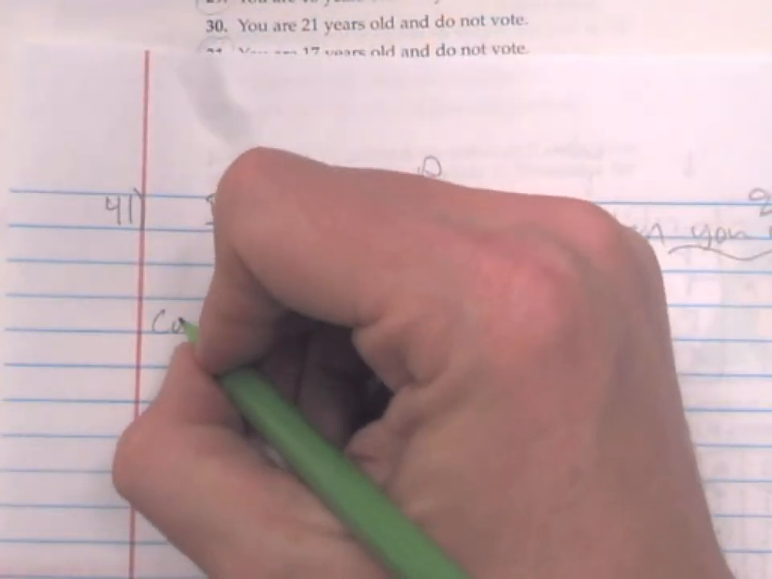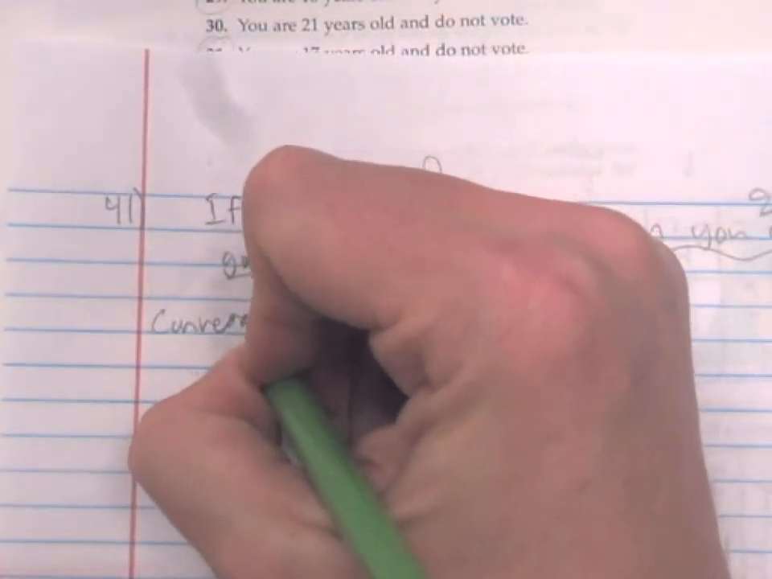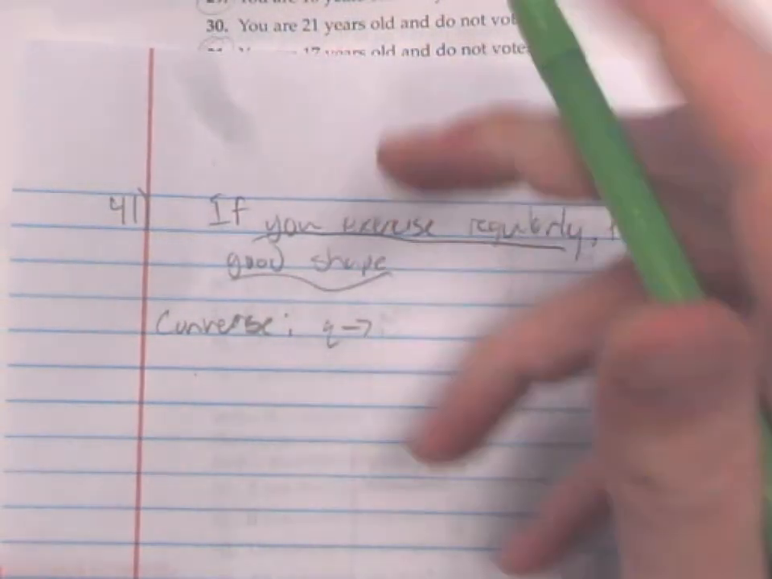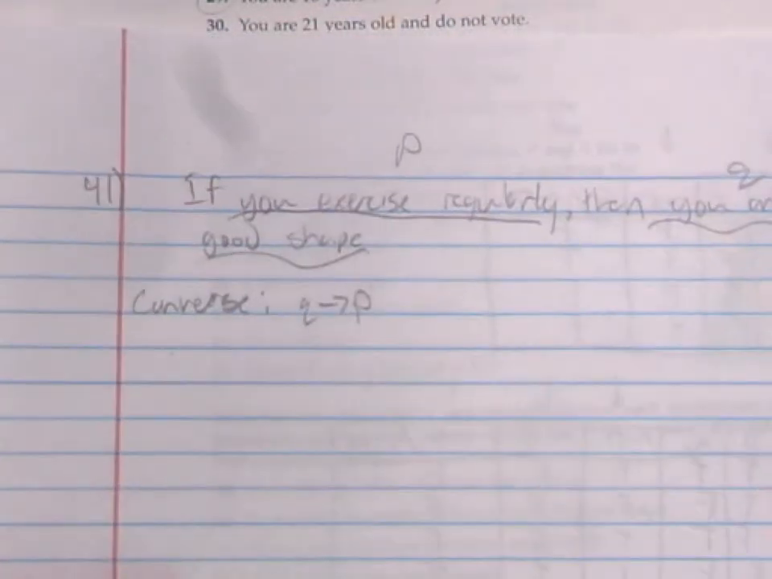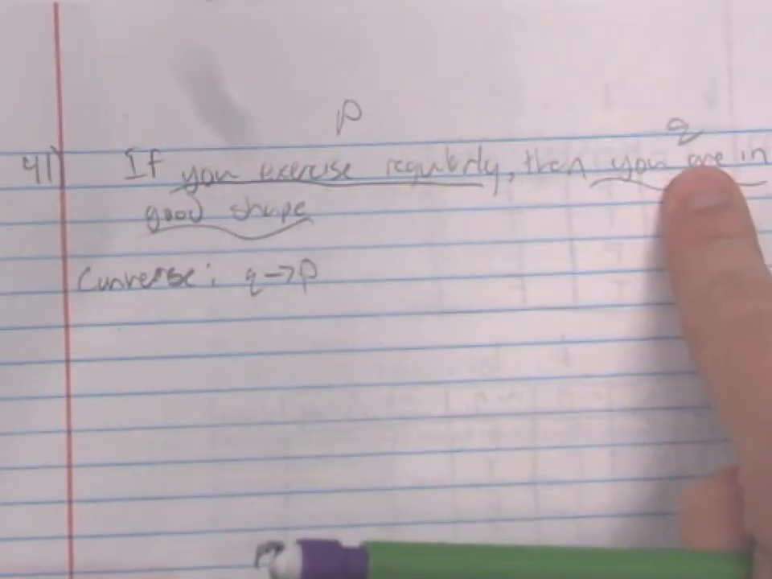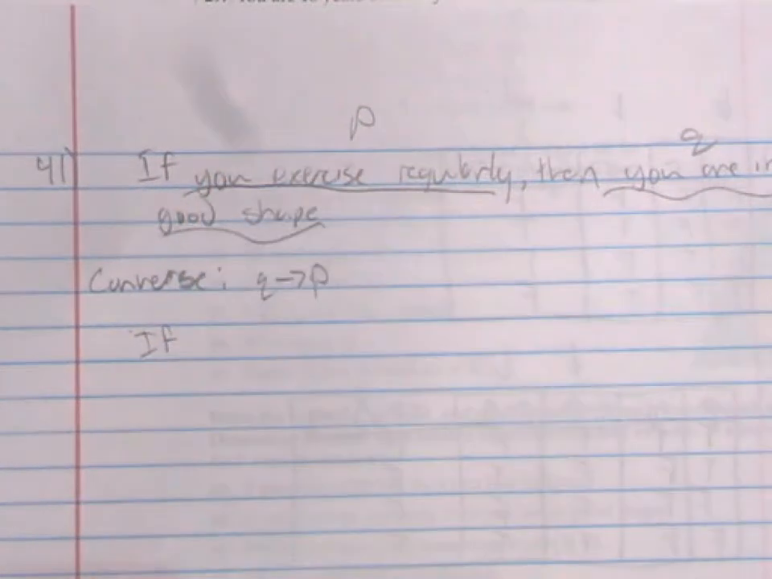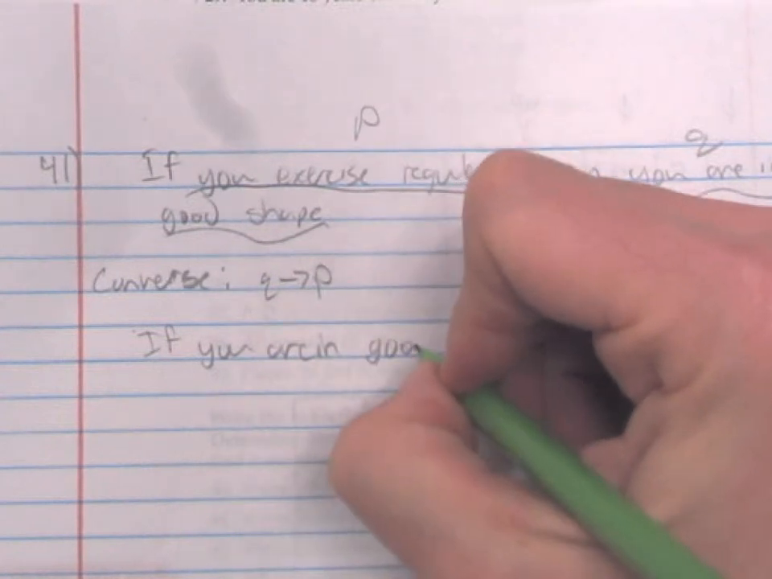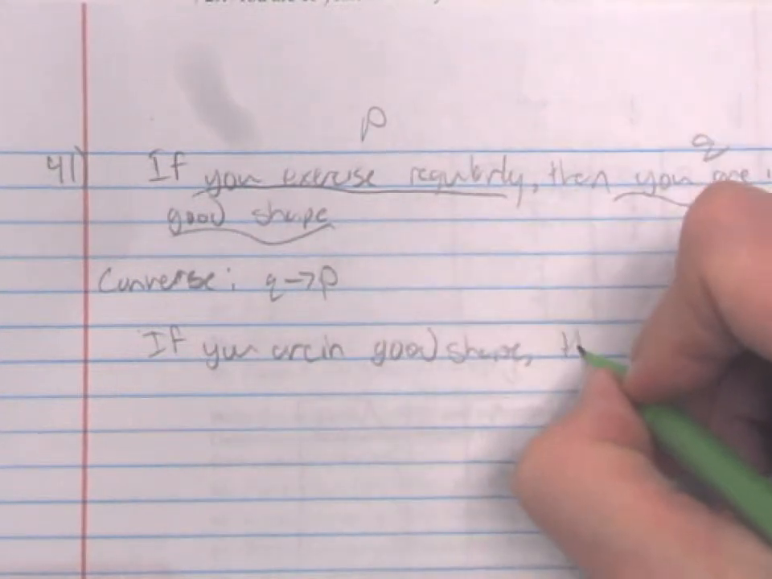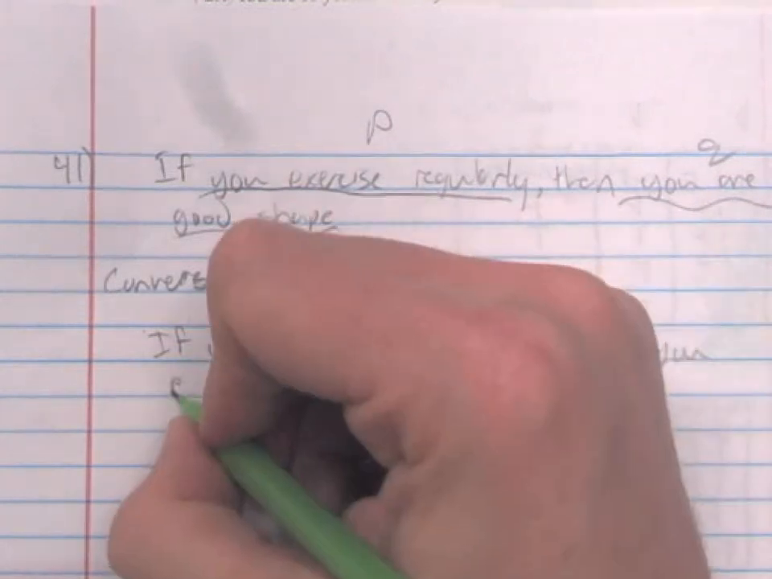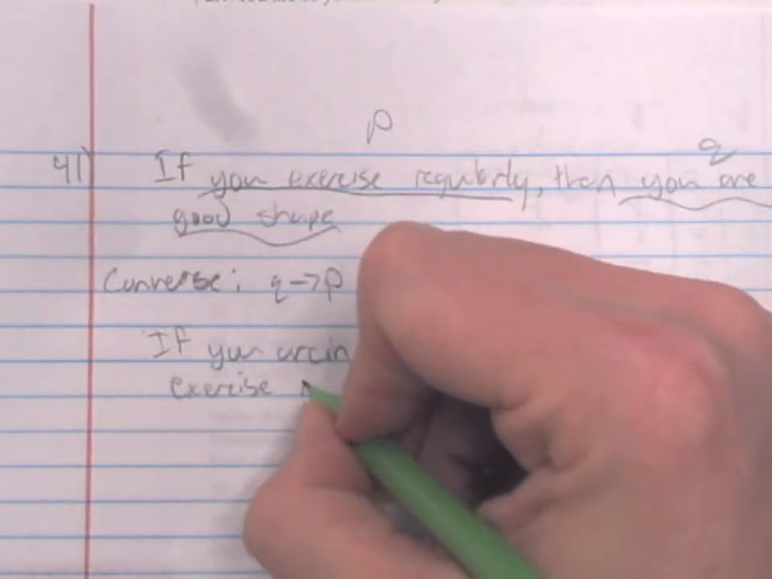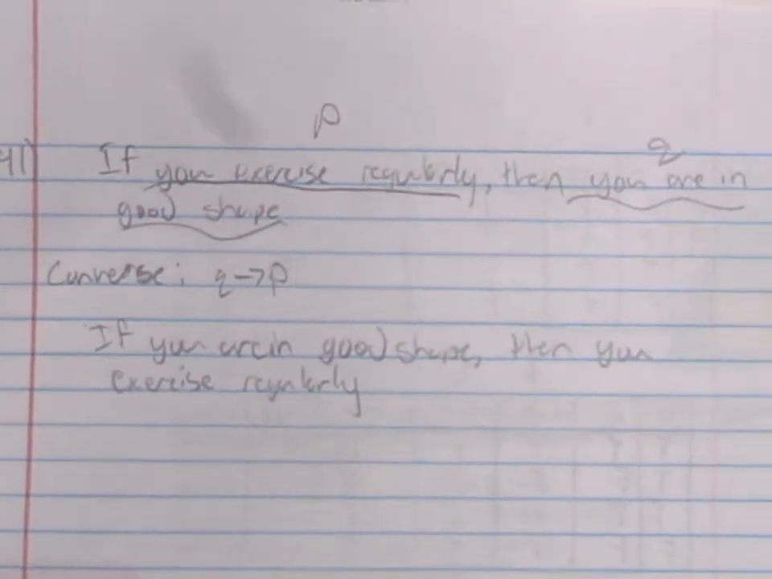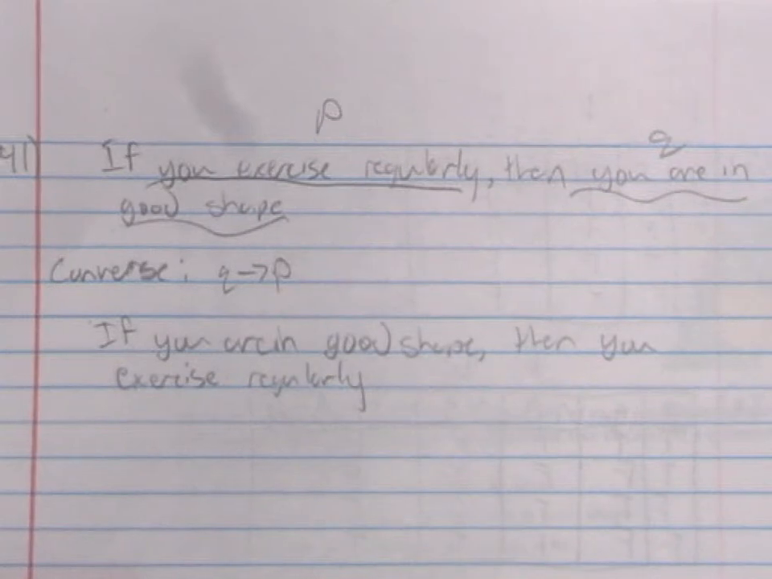And for the converse, what I want to do is change the order of the hypothesis and the conclusion. So I'm going to start with Q and go to P. That would be: if you are in good shape, then you exercise regularly. Now we're supposed to get a truth value for each of these. We'll come back and do that in just a second.